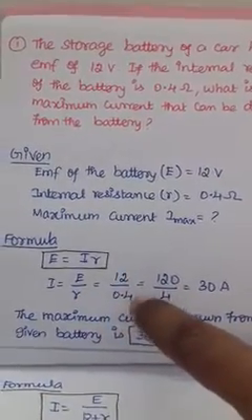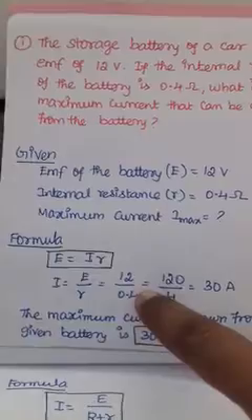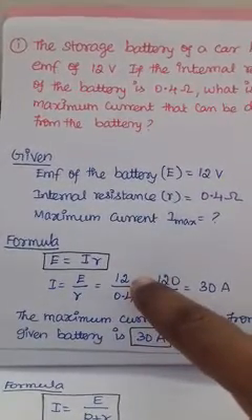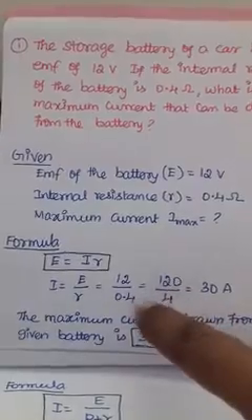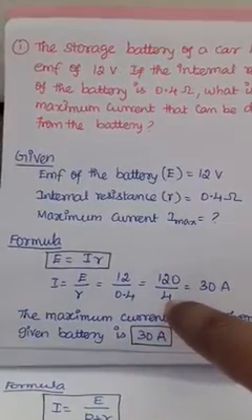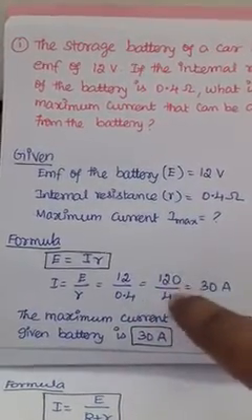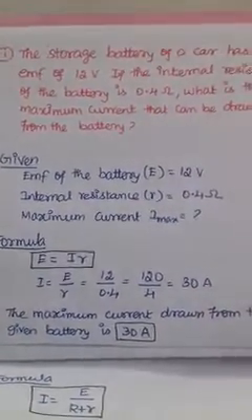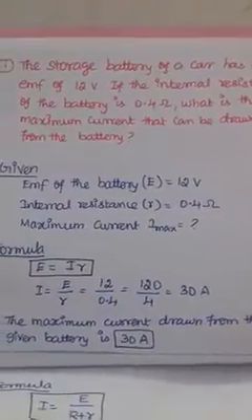0.4 ohm. So, for simple cancellation, I am multiplying and dividing by 10 here. So, 12 into 10 gives 120, 0.4 into 10 gives 4. If you cancel this, that will give 30 ampere. Therefore, the maximum current drawn from the given battery is 30 ampere.